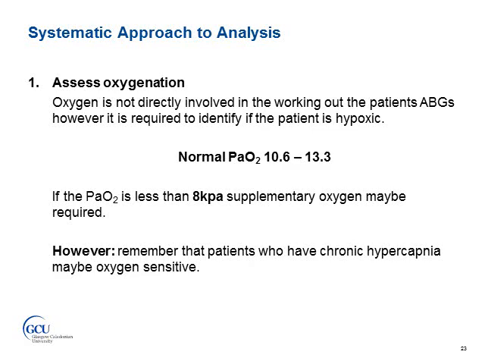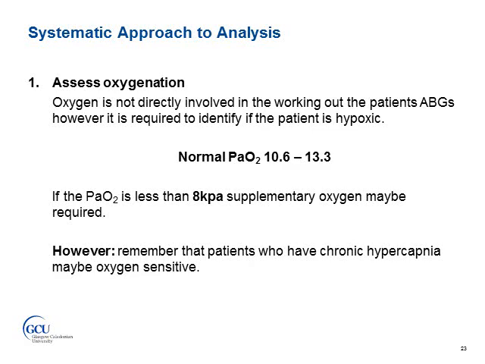The first thing you should look at is your oxygen level. As I said previously, oxygen is not directly involved in working out patients' ABGs. However, it is required to discover if your patient is hypoxic, which means that they're not getting enough oxygen. This can help us decide whether or not your patient needs extra oxygen to help them maintain their saturations. Normal oxygen is seen between 10 and 13.3.